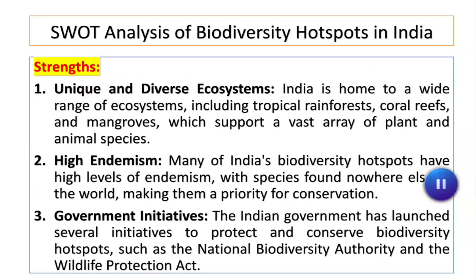Government initiatives. The Indian government has launched initiatives. This is also a strength of the biodiversity hotspot. Now these biodiversity hotspots are protected by the Indian government. Such rules and protection acts have been brought into practice, and that has helped to conserve and preserve the flora and fauna, or the species that are available at a particular biodiversity hotspot.